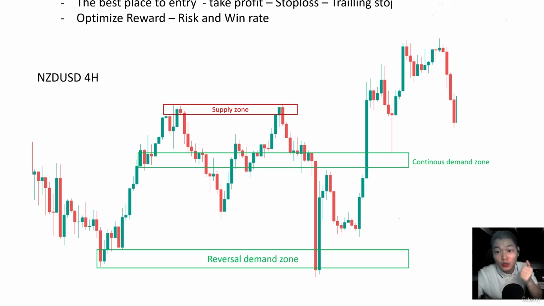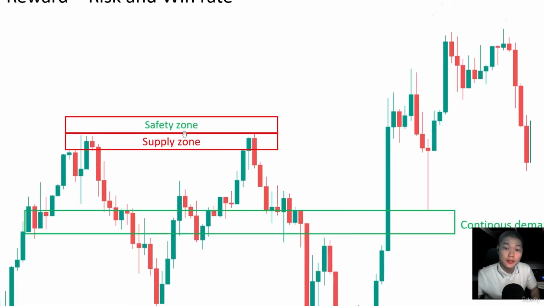In this lesson, you only need to understand how important it is and how we can trade with the zones. For example, when you see a supply zone like this, you can wait to enter at this position. It's very important. We also define the safety zone like this by doubling the supply zone.